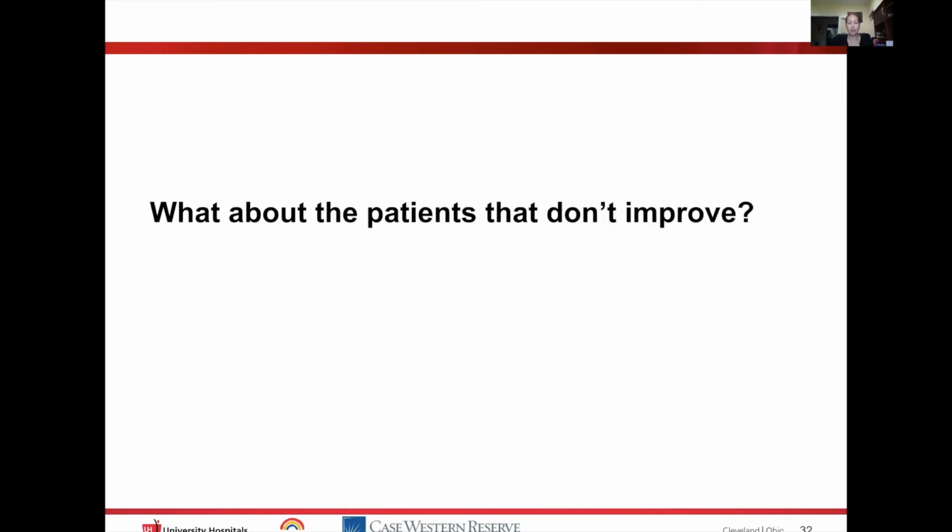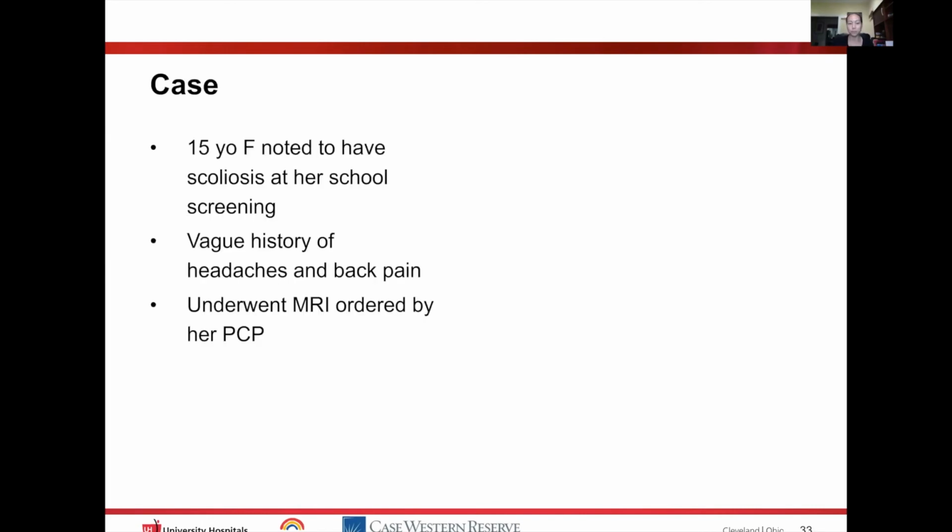So that takes us through the initial discovery of Chiaris, the evolution of understanding the different subtypes of Chiaris and how we measure their improvement. But there are still those patients that, despite everything that we do, they don't improve. And that is really where a lot of our understanding has come forward in the last decade or so. So I'll bring up another case.